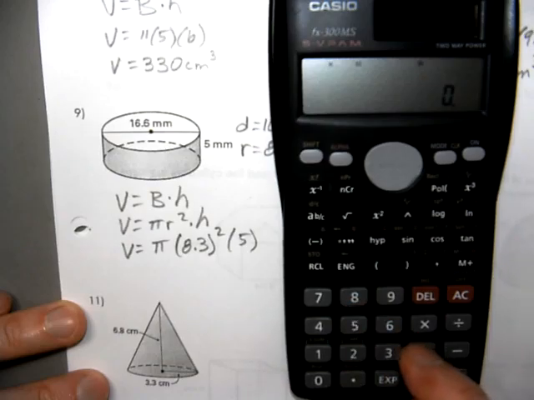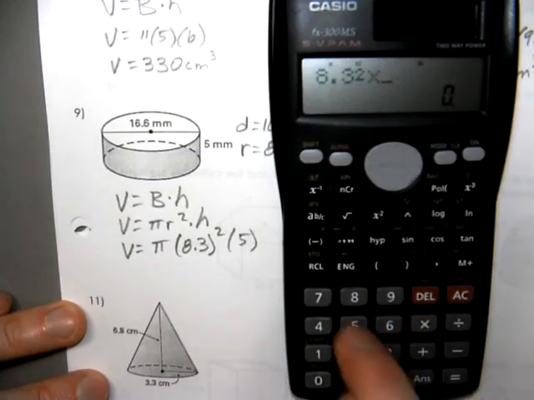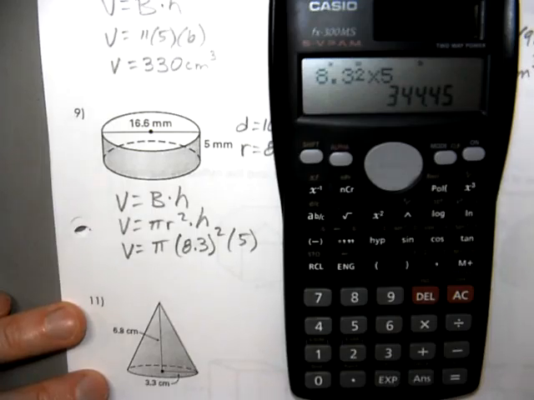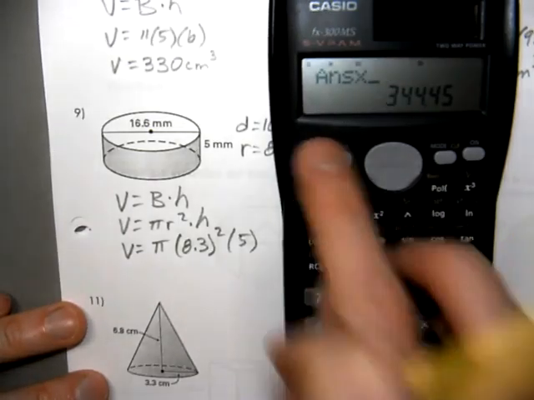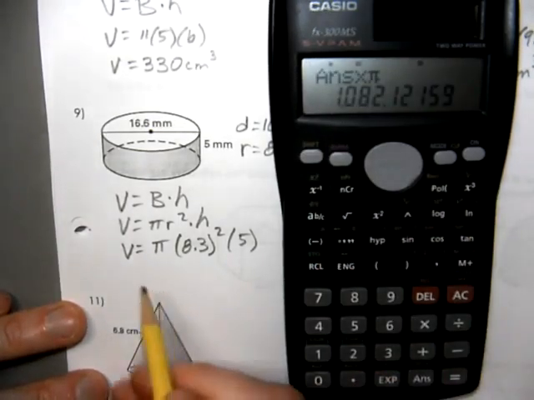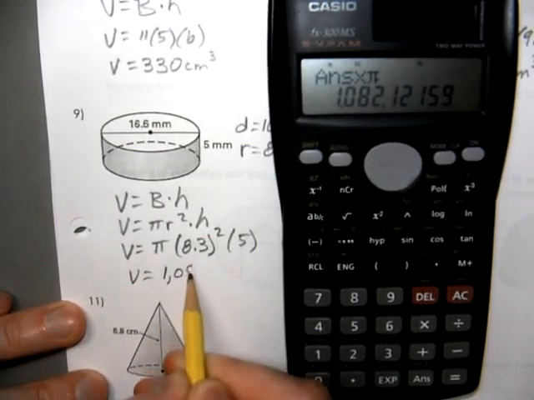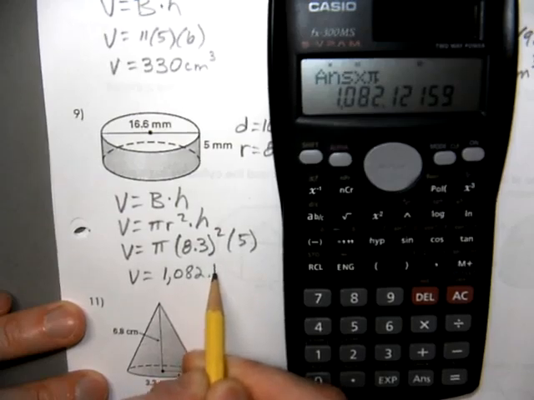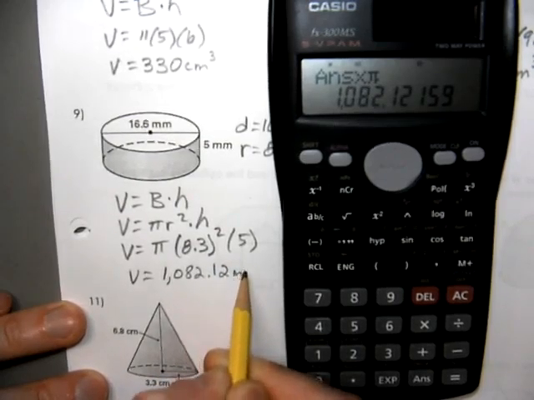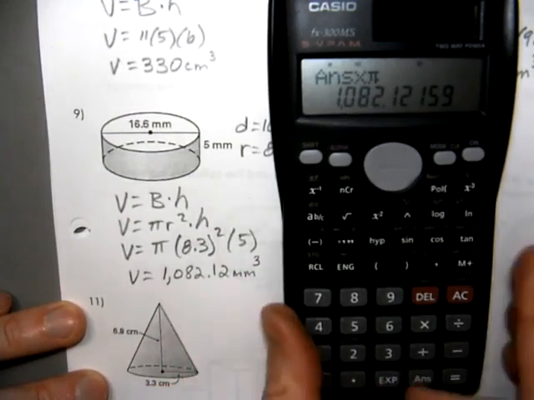So we'll say 8.3 squared times 5 times the pi. So the volume is 1,082.12 millimeters cubed.